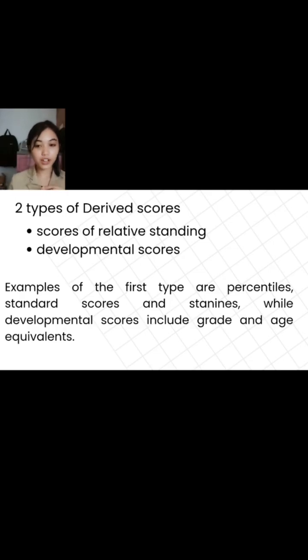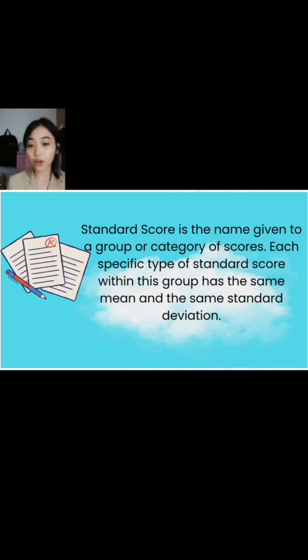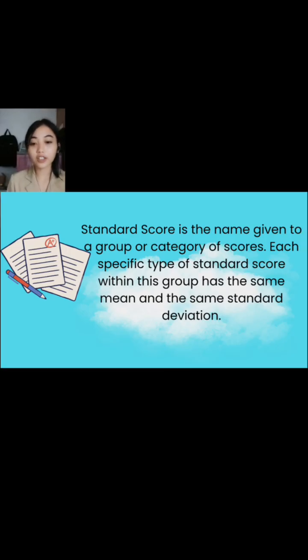While the other, which is the developmental scores, are scores that have been transformed from raw scores and reflect the average performance at the age and grade levels. So, what do you mean by standard scores? A standard score is the name given to a group or category of scores. Each specific type of standard score within the group has the same mean and the same standard deviation.